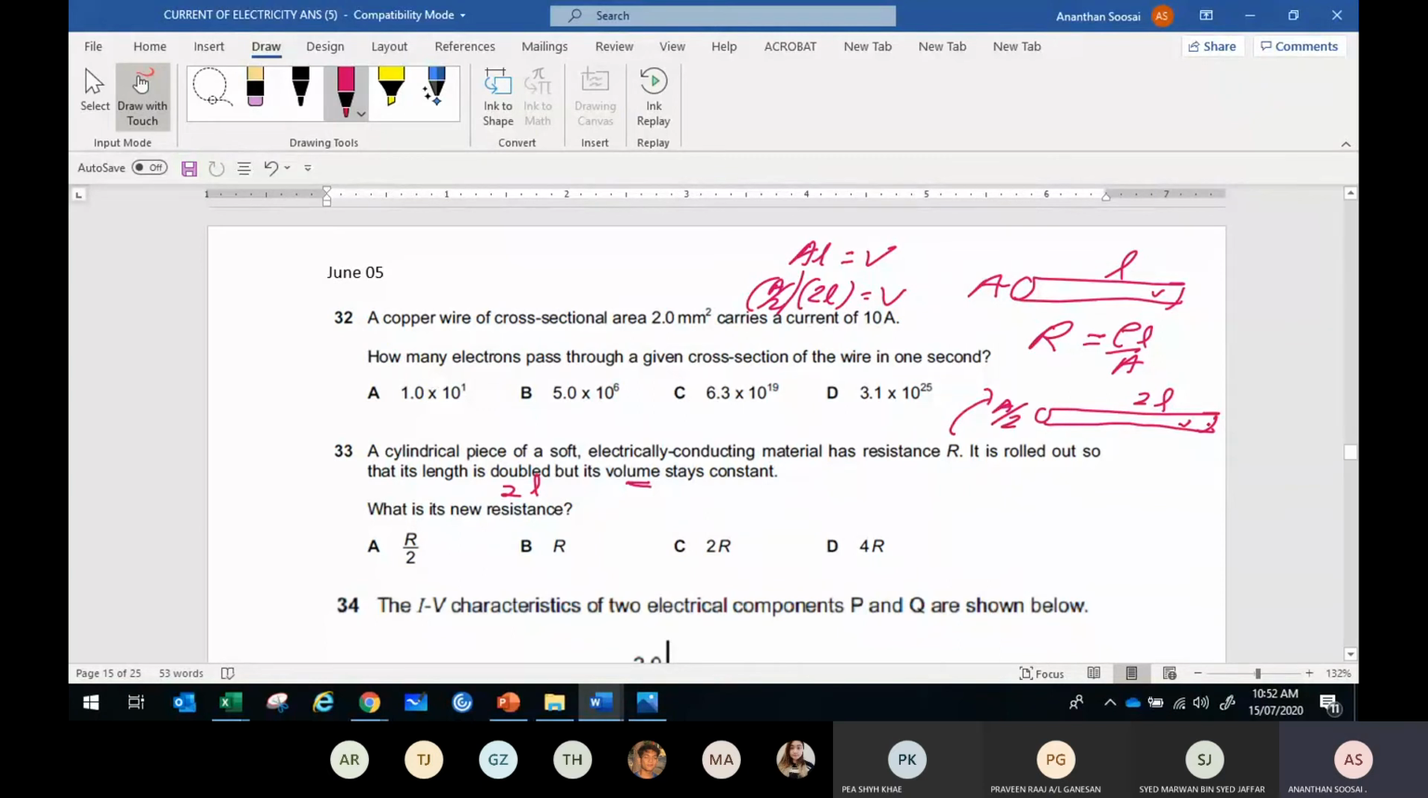The area drops, the length becomes 2L. So what is the new resistance value? New resistance, using the formula rho L over A. We substitute all the information: rho is the same rho, but L becomes 2L and the area becomes A over 2. Therefore, you get 4 rho L over A. But rho L over A is R, so it's going to be 4R. So the answer should be D.